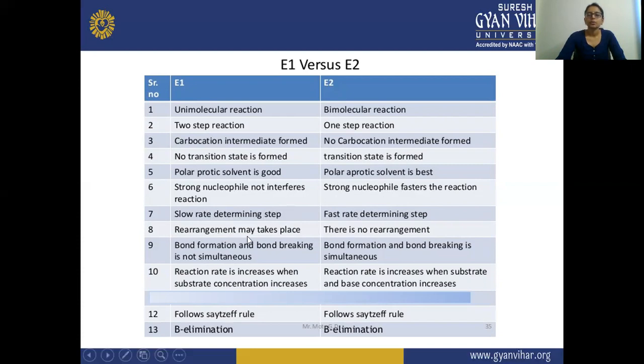In E1, rearrangement may take place, because the carbocation intermediate is formed. If a tertiary carbocation can be formed, there should be a rearrangement to form it, and that is why in E1 there is a rearrangement, and in E2 there is no rearrangement.